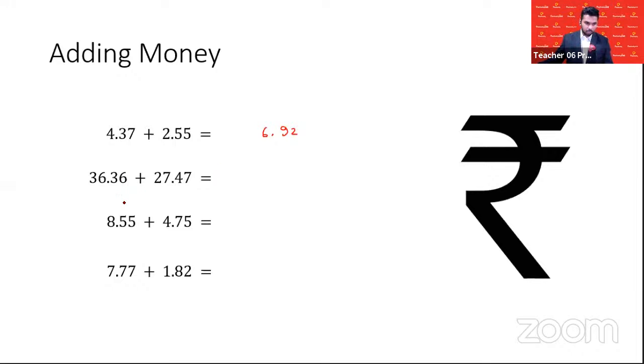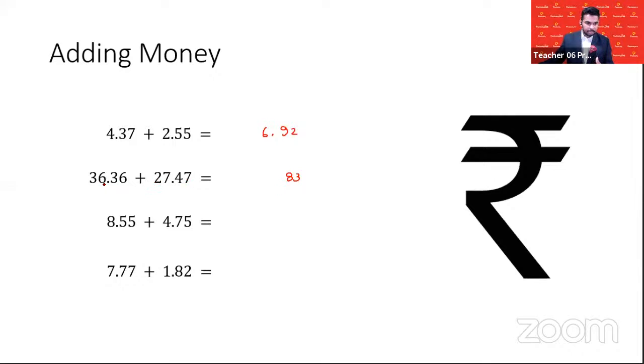Let's try the second one. 47.36. Let's make this 50. So this adds up to 86, but we have taken 50. So 3 has to be subtracted. So it has to be 83. So if it is in rupees, it is 83 paise.